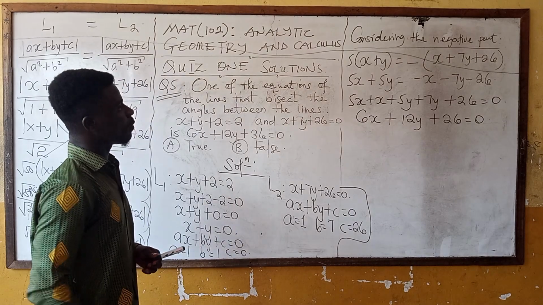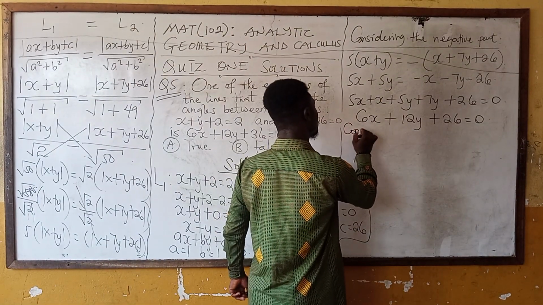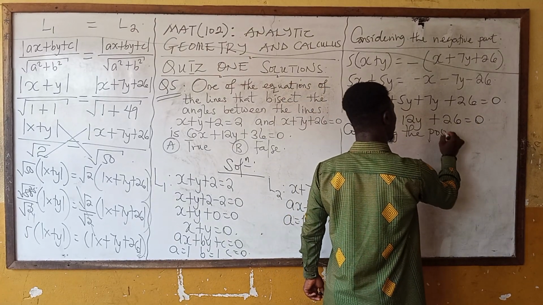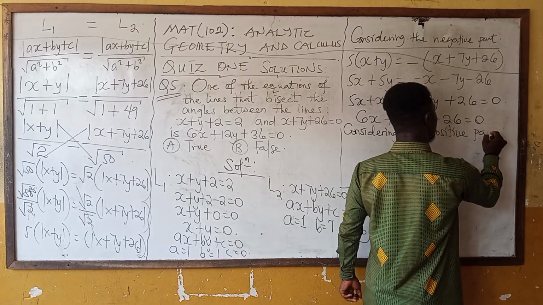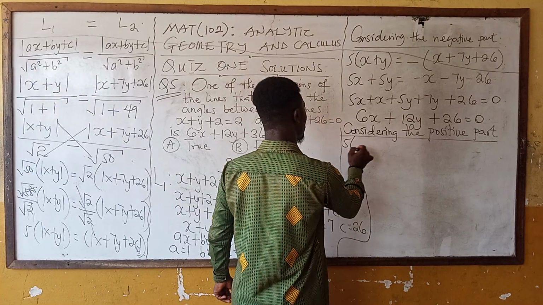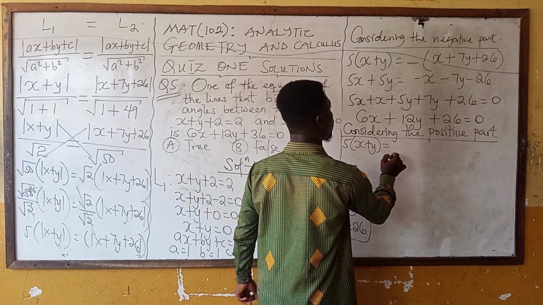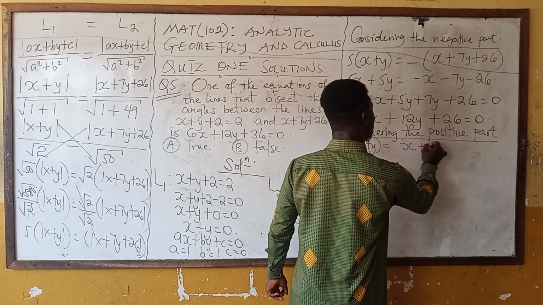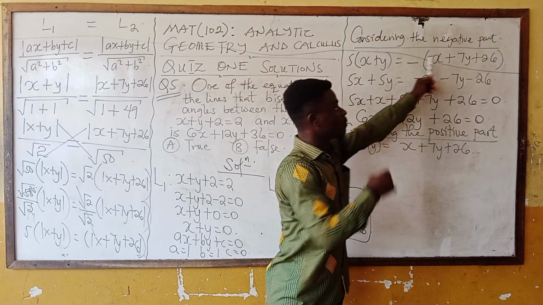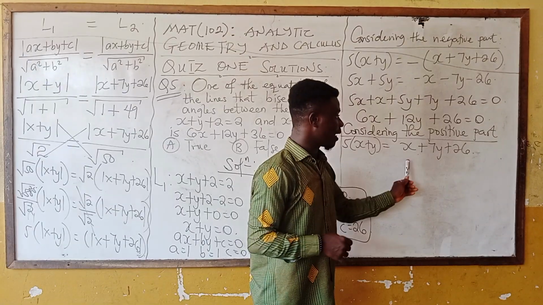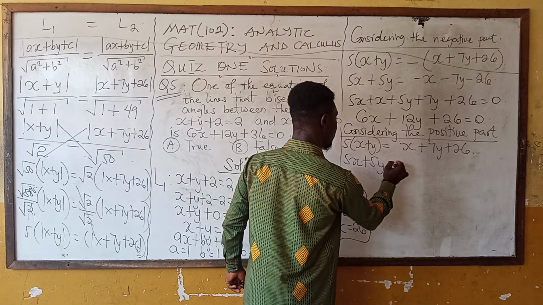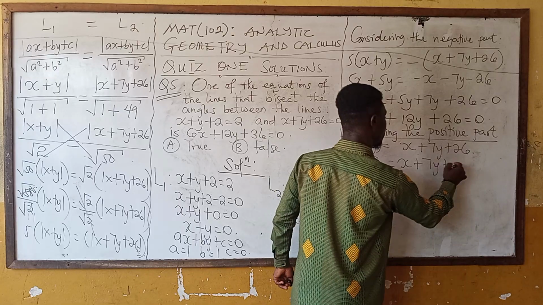So we can consider the positive part. So when we consider the positive part, we have 5 multiplying x plus y being equal to x plus 7y plus 26. Now when we take the positive part, it is plus multiplying that, right? So when it multiplies that, we get the same thing. So I have 5x plus 5y equals x plus 7y plus 26.